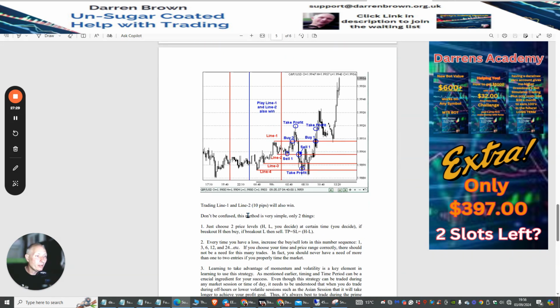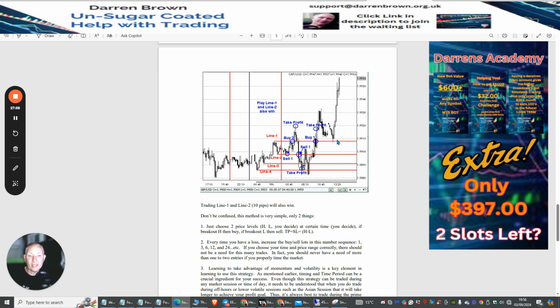So your trading line 1 and line 20, which is 10 pips, will also win. If we look at line 1, which is this one here, and our line 2, which is this one here, remember what I said to you about looking to see where support and resistance lines are coming off. You could almost use Fibonacci to recreate these lines, the points of getting into the market and out of the market. This will make life a lot easier for you.